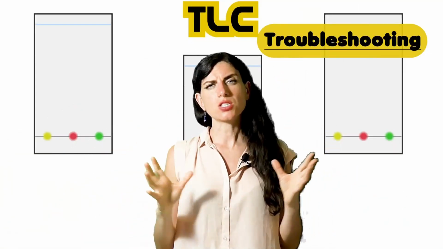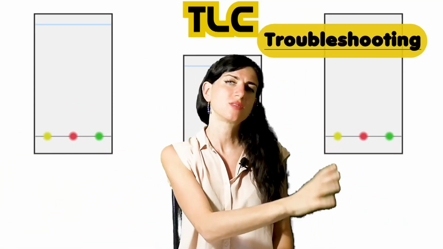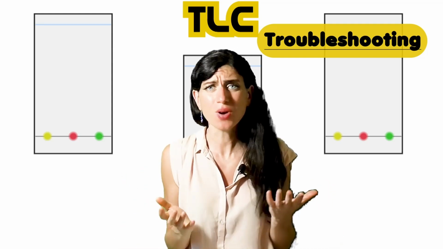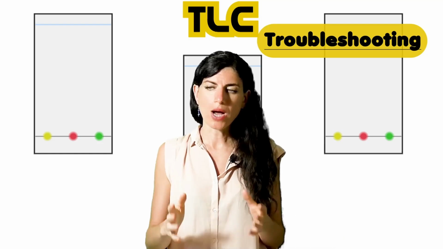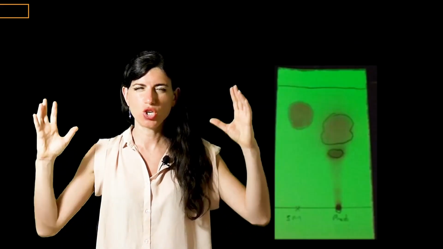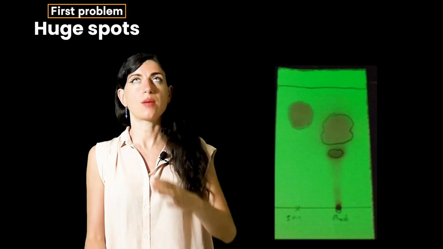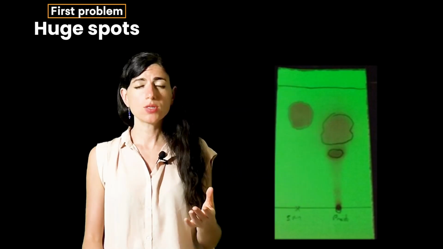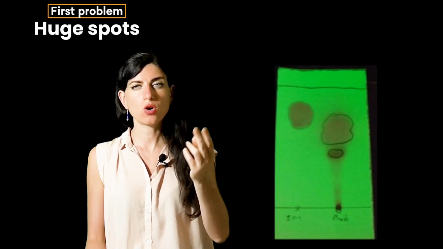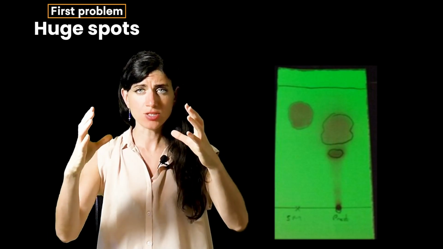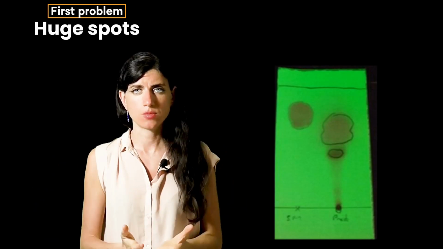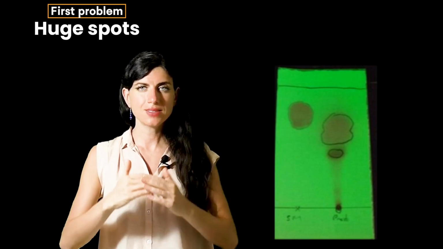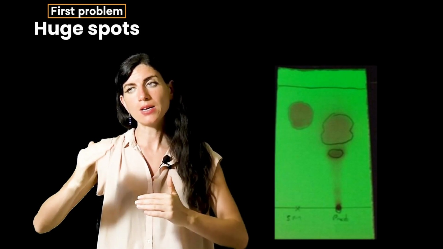Let's start. Here is a scenario where a student approaches the teacher and says, I have got a huge spot on my TLC. What should I do? Why is this happening? One of the first mistakes is a huge spot on the TLC plate. It's an abnormal situation. Obviously, large spots are a problem because it may be impossible to tell if there is only one sample in that large spot or if there are multiple samples in there. Therefore, large spots make it impossible to identify the number of bands and to calculate the RF.